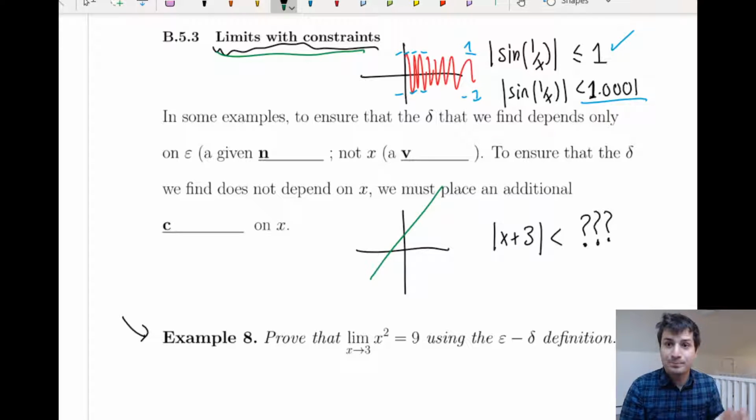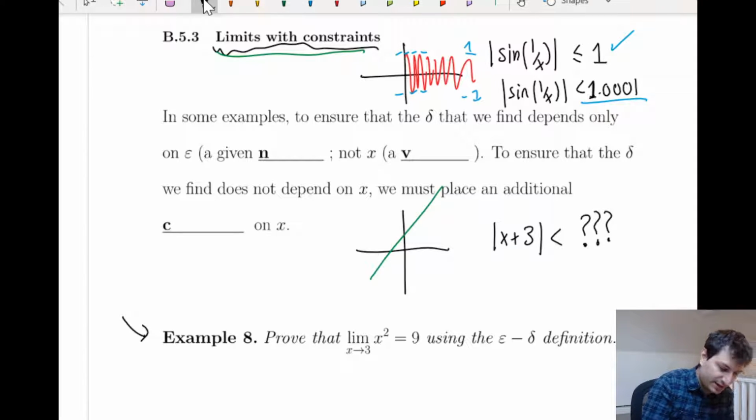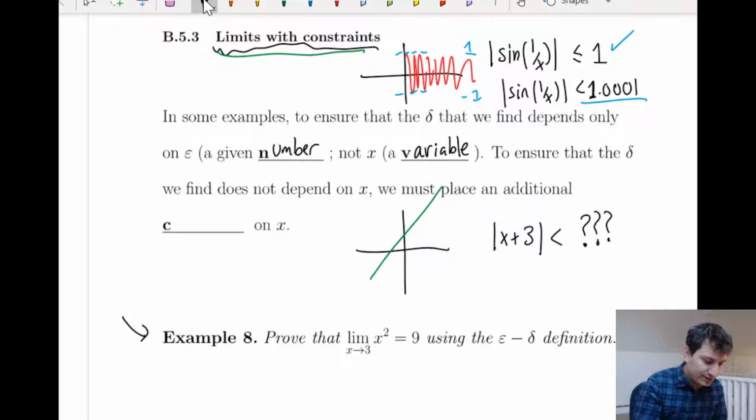When you do that, it's also going to make it so that we can bound the function x plus 3. So in some examples, to ensure that the delta we find depends only on epsilon, a given number, and not on x, which is a variable, to ensure that the delta we find does not depend on x, we must place additional constraints on x. Okay, so I think the best way to see it is with an example.